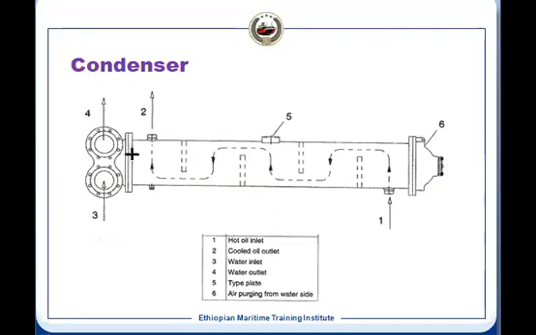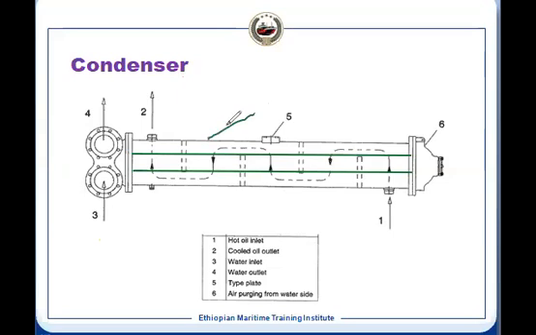So suppose there is a tube, and a number of tubes are there. Then what will happen? The tube will expand because of the temperature variation. Any temperature variation, there will be an expansion. And this shell also will expand. This is the shell which will expand, as well as the tube will also expand.